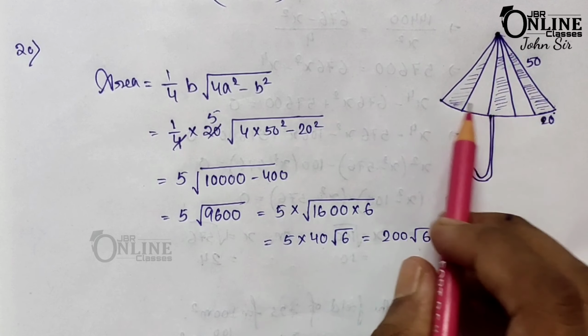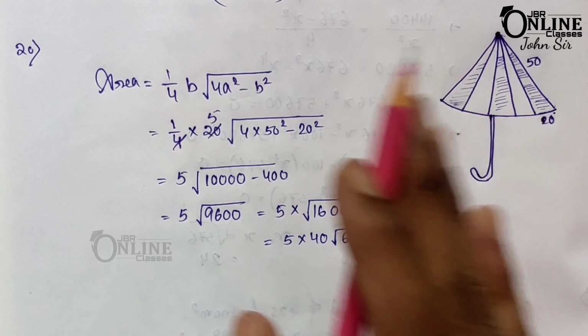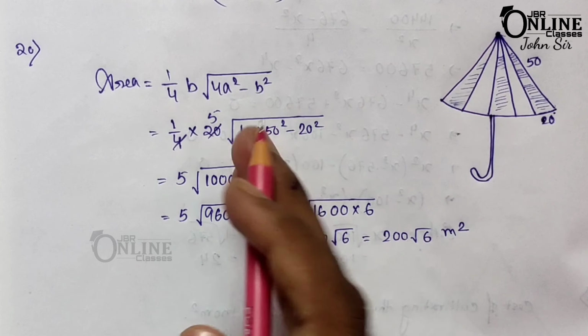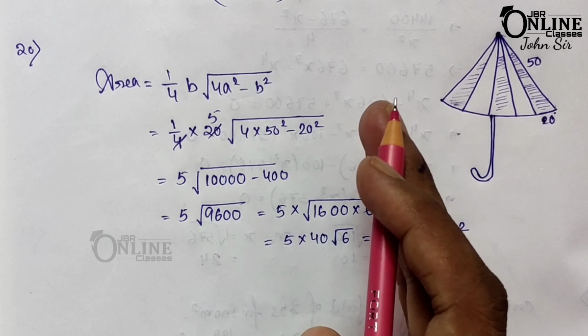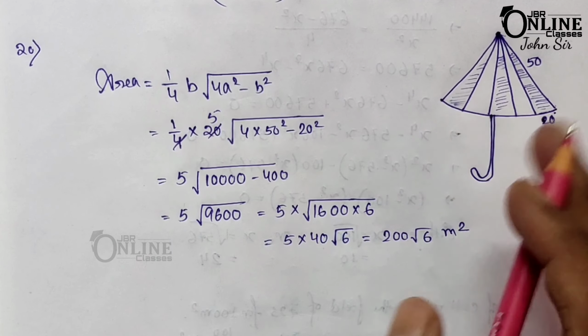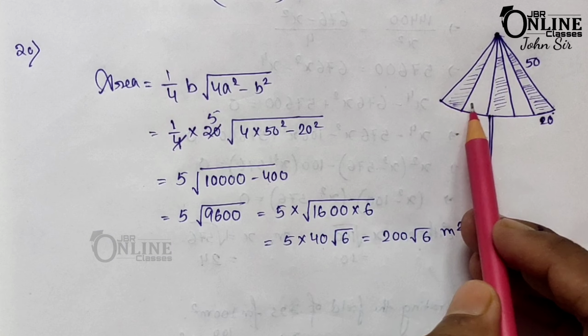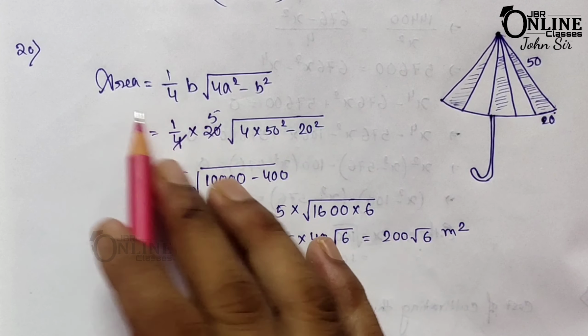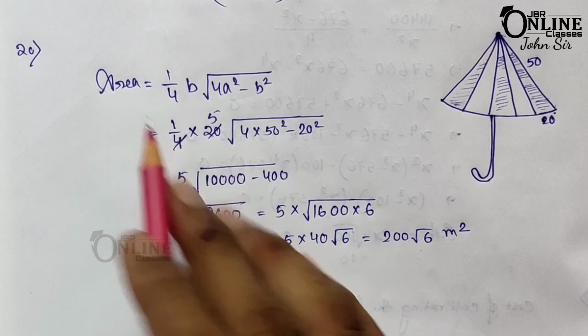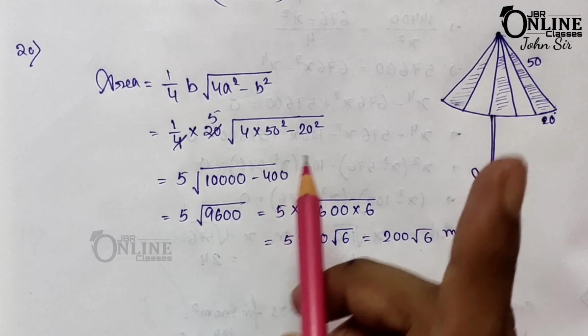That means there are 2 colors, so that means there are 5 triangles of the same color. 5 triangles are in the first color and 5 triangles are in the second color. Each and every triangle has the same area. So first you have to find out the area of one triangle.